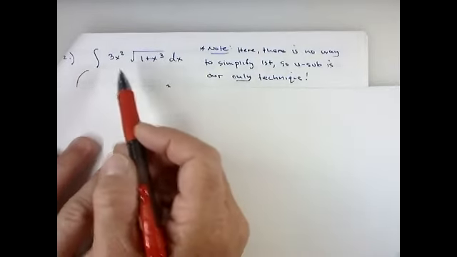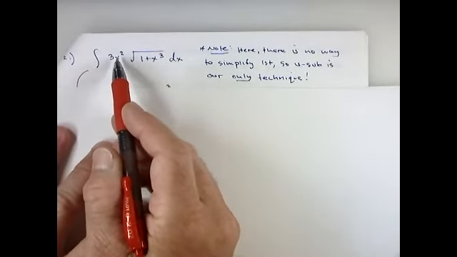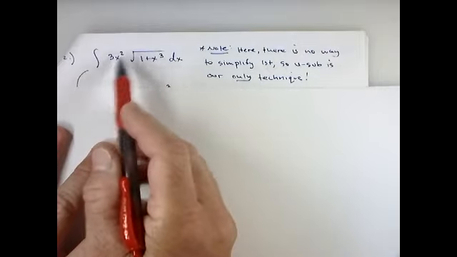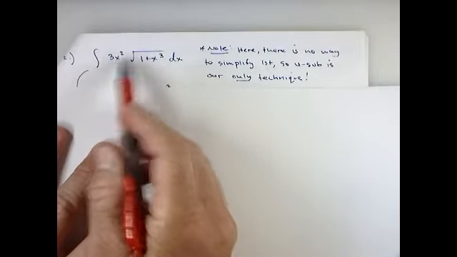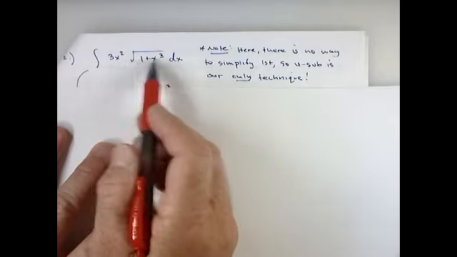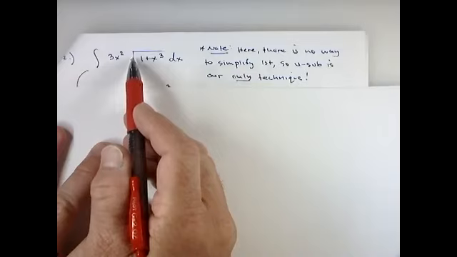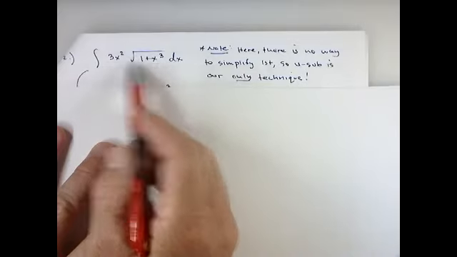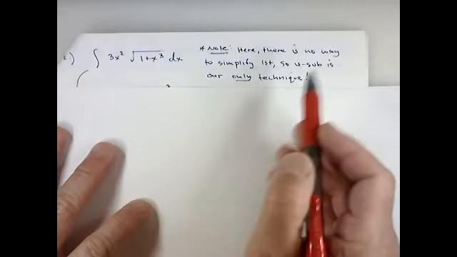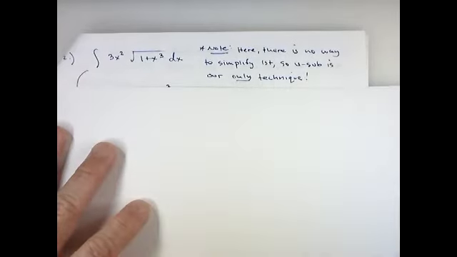So how do you know when to use U-substitution? Unlike the previous one where I was able to distribute, here you don't really gain anything. You can't really distribute 3x squared. I guess you can, but you have to put it in as a 9x to the fourth, and that doesn't really help you, okay? This is not a polynomial. This is the square root of some stuff. So U-substitution really would be the best technique, okay?